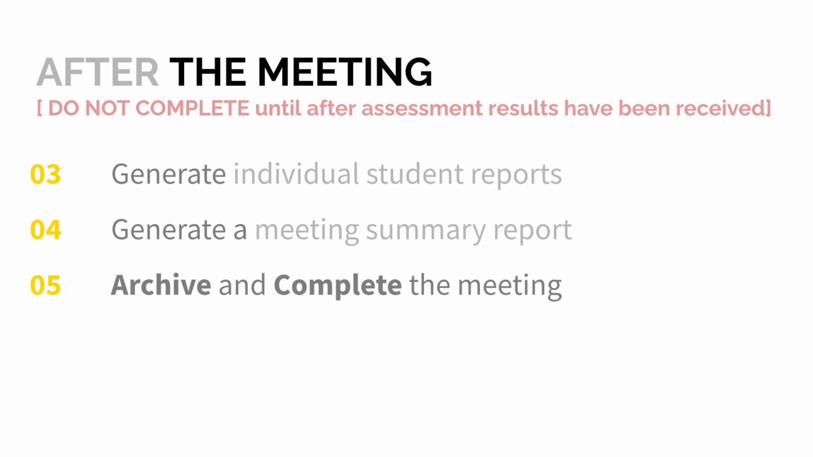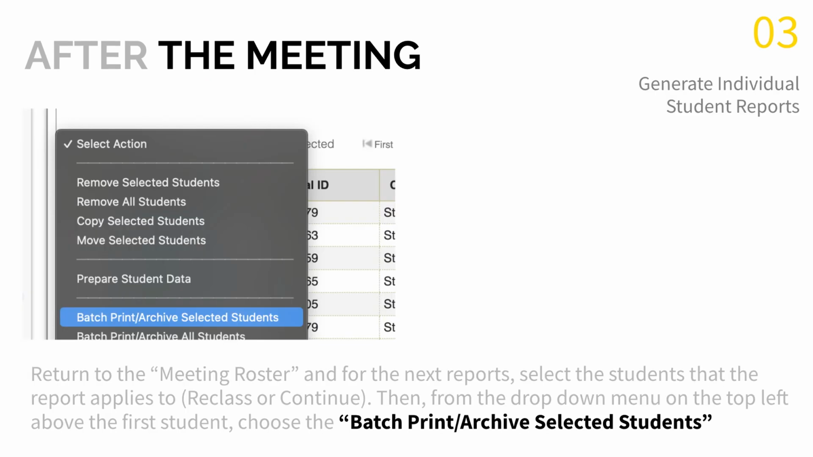So after the meeting, once we're done with all of that, we're going to go ahead and generate individual student reports, generate a meeting summary report or an LPAC agenda, and archive and complete the meeting. First, we're going to return to the meeting roster, and for the next report, select the students that the report applies to. Since we put all of the students in one roster in a pending reclass roster, we're going to have to choose the reclass or the continue. Then from the drop-down menu on the top left above the first student, we're going to choose the batch print archive selected students. We've chosen either the reclass or the continue.